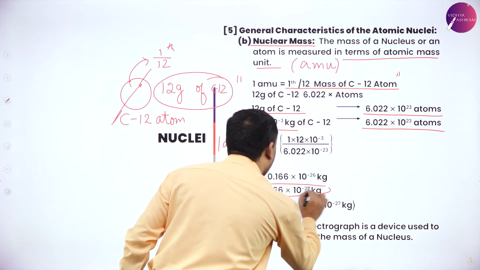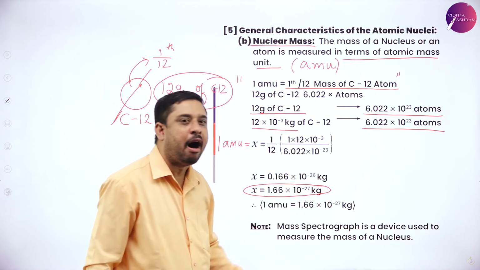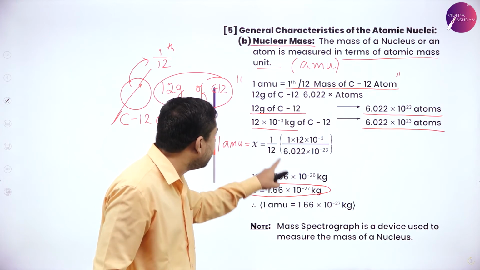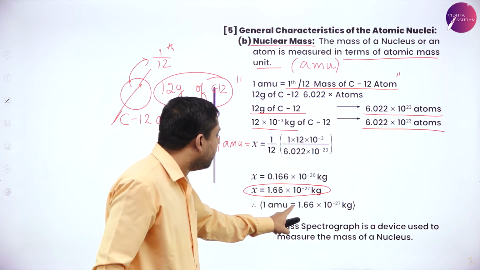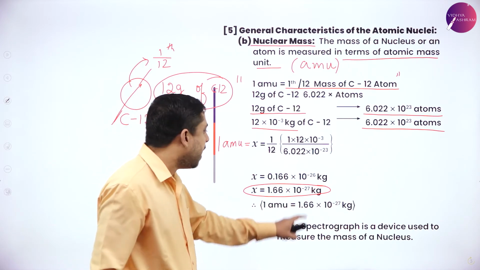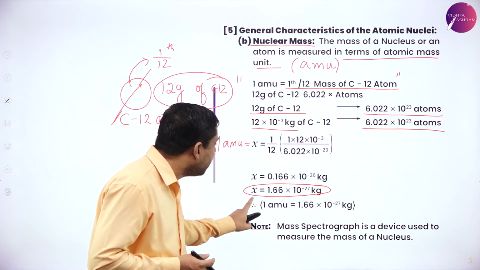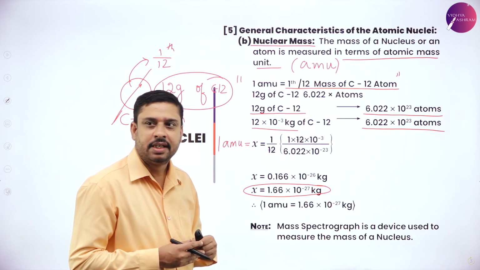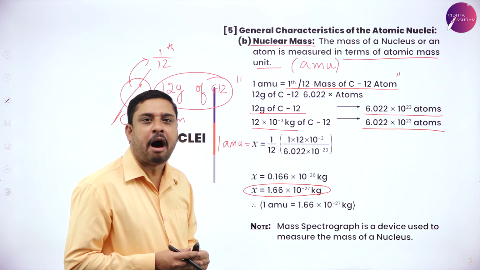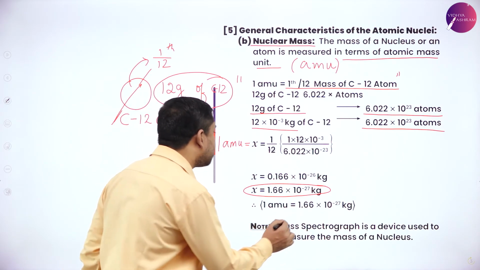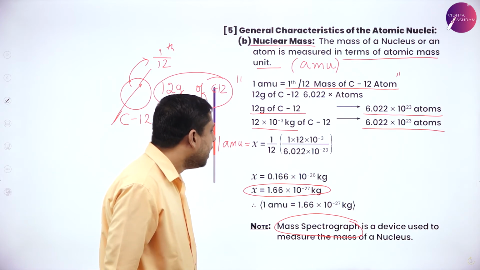Simplify this. 1 AMU turns out to be 1.66 into 10 power minus 27 kgs. Simple definition: 1 by 12th into the actual mass of carbon 12, which is 1.66 into 10 power minus 27 kgs. So, observe students, 1 atomic mass unit in terms of kg is 1.66 into 10 power minus 27. And mass spectroscope is the device which is used to measure the mass of a nucleus.